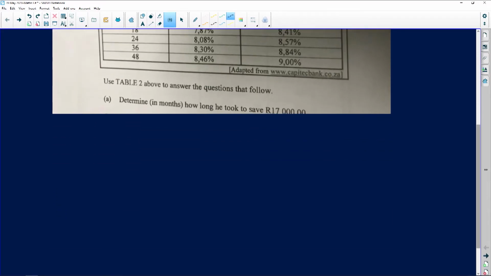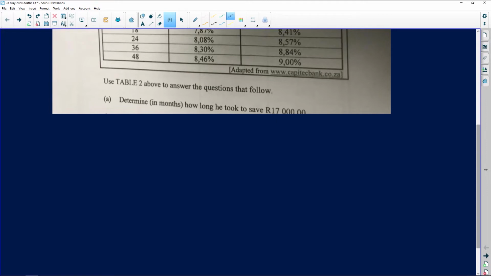The first question says, determine in months. Be very careful what they are looking for in terms of the timing. It says, determine in months how long he took to save the 17,000 Rand. It's 2 marks, and because it's 2 marks, we know the amount of work that we're going to be putting in. So let's calculate this and look at how we would do it.